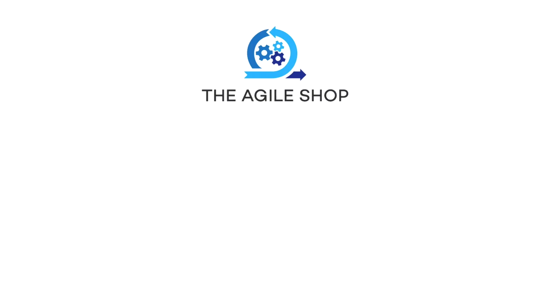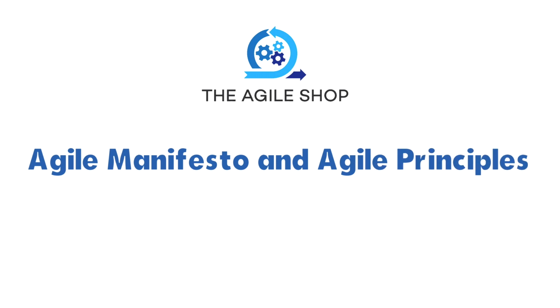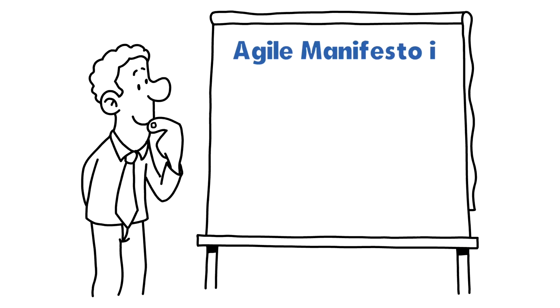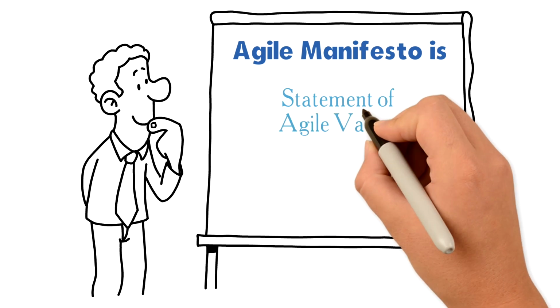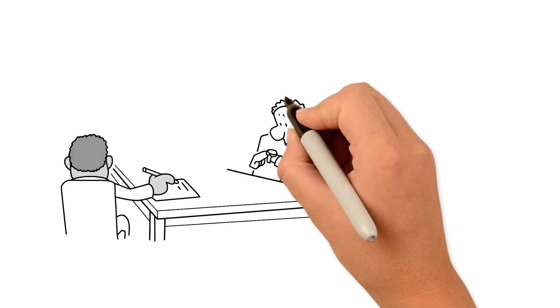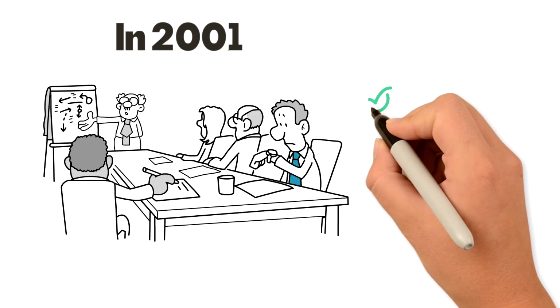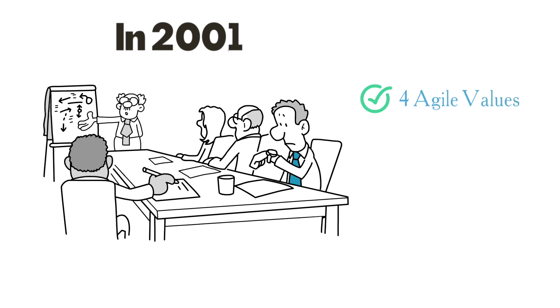In this video, we will cover the Agile Manifesto and the Agile Principles. The Agile Manifesto is a statement of Agile values and principles that summarizes the thinking of the Agile perspective and methodologies. A group of 17 people from the industry met in 2001 and collaborated on creating what today is known as the 4 Agile values and the 12 Agile principles.